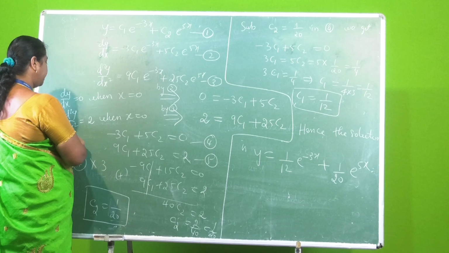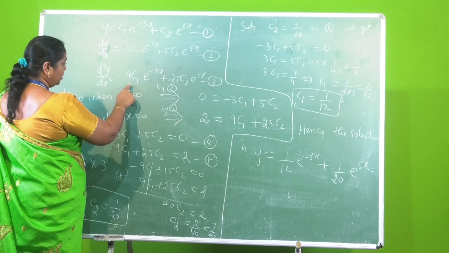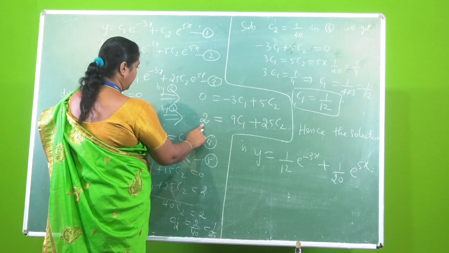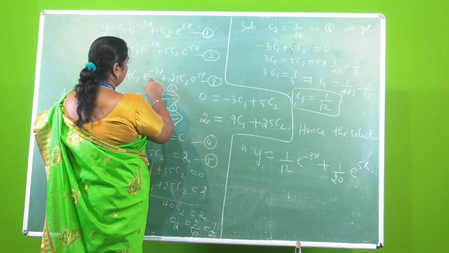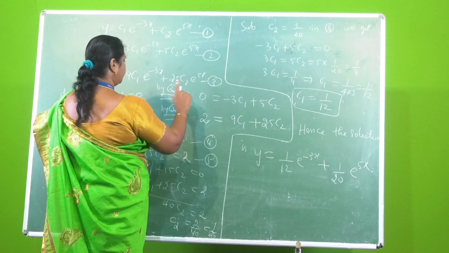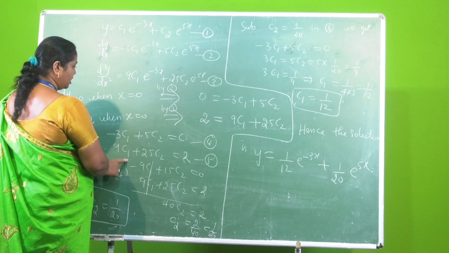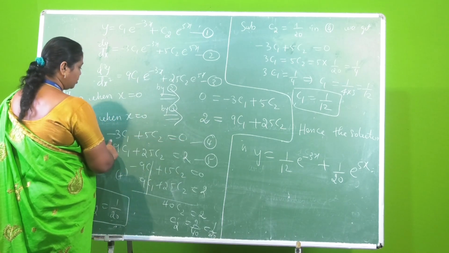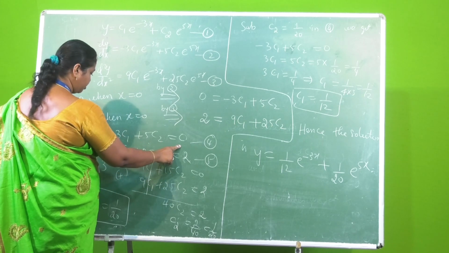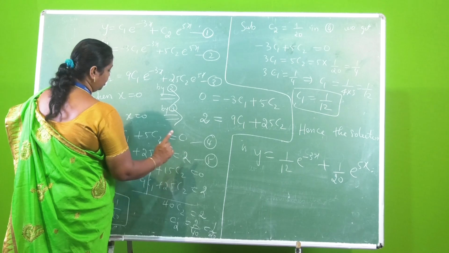Another equation: d square y by dx square when x equal to 0. In equation 3, if you substitute this, we will get d square y by dx square is 2 on the left-hand side, and the right-hand side will be 9c1 plus 25c2, because e power 0 will give 1. Now let us write these equations as equation 4 and 5. Equation 4 is minus 3c1 plus 5c2 equal to 0. Equation 5 is 9c1 plus 25c2 equal to 2.